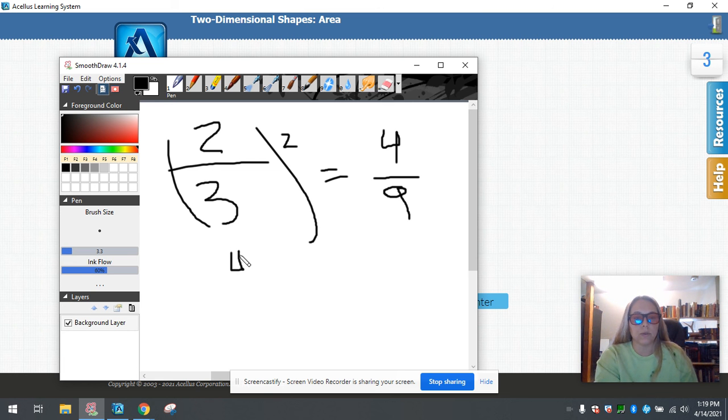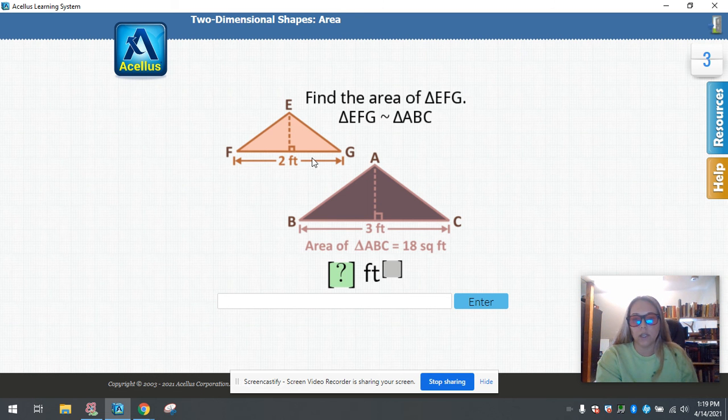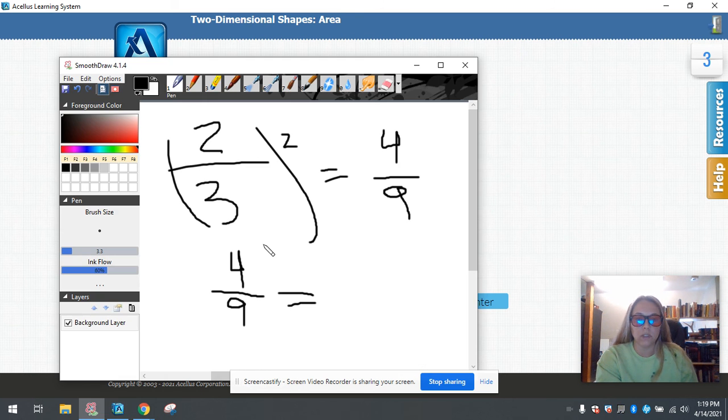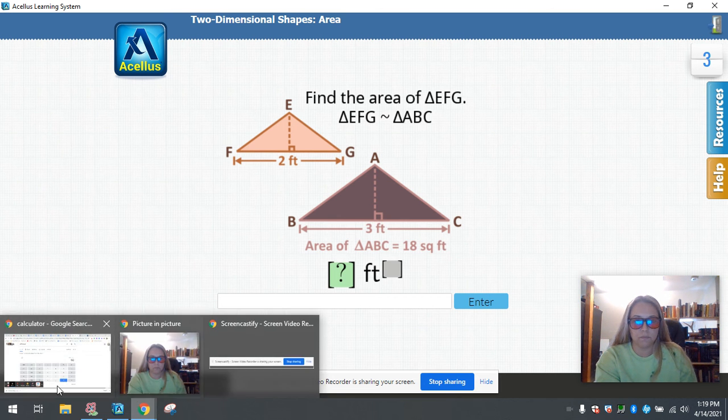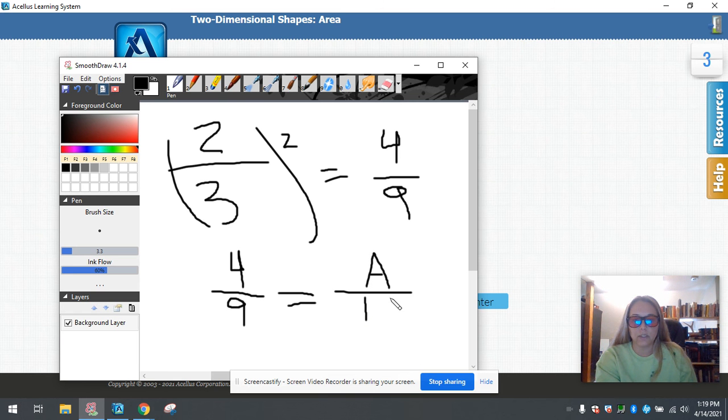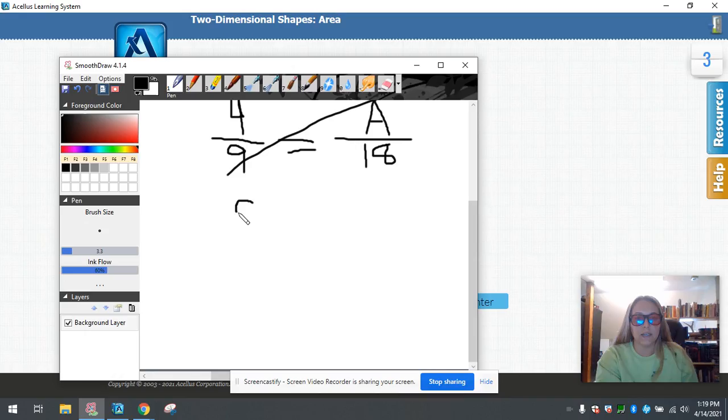Okay, I'm going to set up my proportional equation. Remember the little triangles on the top and the bigger triangles on the bottom. We don't know the area of the little triangle. That's what we need to solve for. So we're going to put area up here. The area of the bigger triangle is 18. Now we cross multiply. 9 times A is 9 times A. We can't simplify that. 4 times 18 would be 4 times 10 is 40, plus 4 times 8, 32, would be 72.